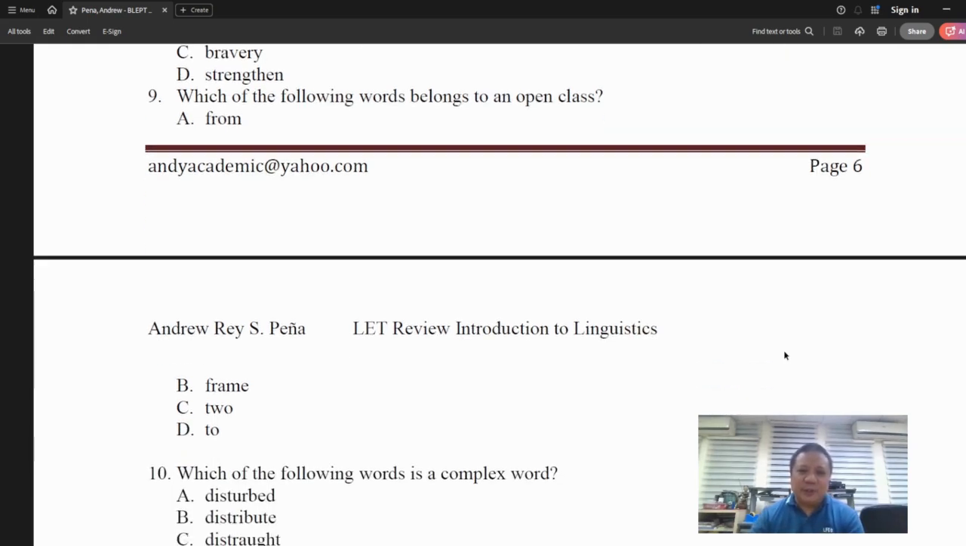Number 9, which of the following words belongs to an open class? A. From, B. Frame, C. To, D. To. An open class is a set of words where you can easily add new words. And these are nouns, verbs, or adjectives. Maybe even adverbs. But for functional words, it's a closed class. You cannot simply add new words. And so the answer is B, frame. Frame is a noun and it belongs to an open class.